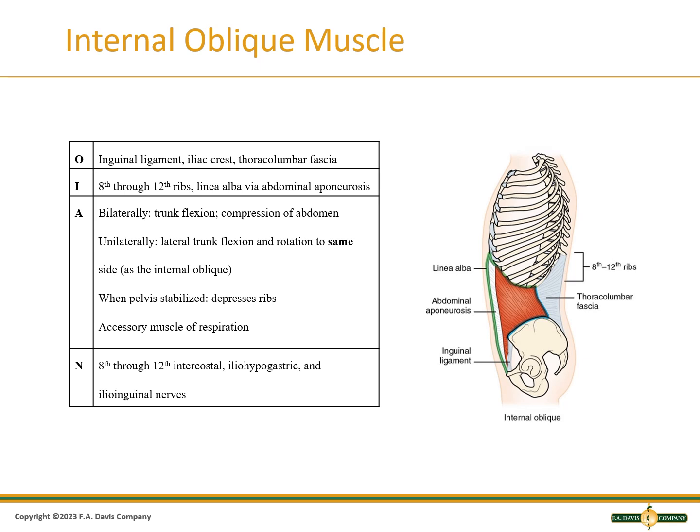Unilaterally, they cause lateral trunk flexion because of their more lateral location, but rotation to the same side because of the orientation of the fibers. So our internal obliques, we have to get rotation to the same side. External obliques, rotation to the opposite side. When the pelvis is stabilized for our internal obliques, they can also help to depress the ribs, making them serve as an accessory muscle of respiration. They're innervated by the 8th through 12th intercostal, iliohypogastric, and ilioinguinal nerves.